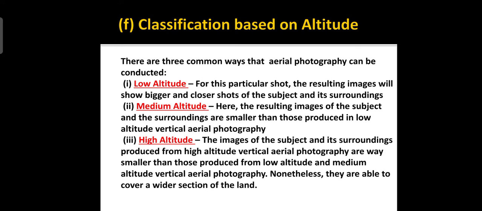In high altitude photography, the images of the subjects and their surroundings are way smaller than those produced from low altitude and medium altitude vertical aerial photography. Nonetheless, they are able to cover a wide section of the land. This is the low altitude, medium altitude and high altitude. We take photographs from different altitudes, and the object size will be different at different altitudes. That is the basis of classification of aerial photography on the basis of altitude.